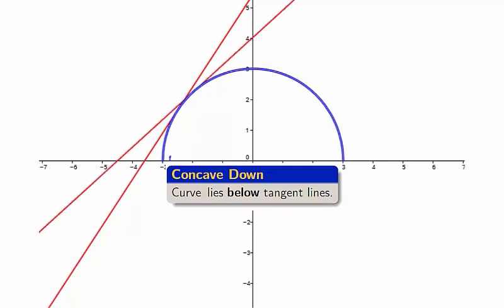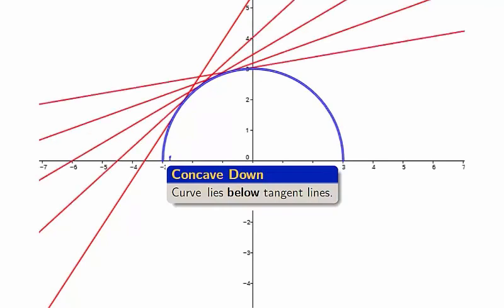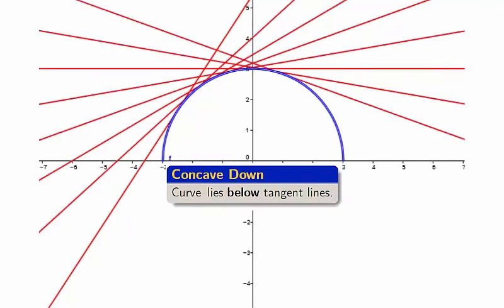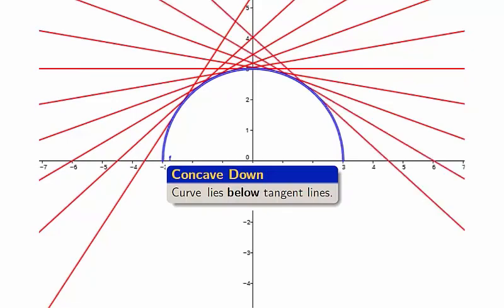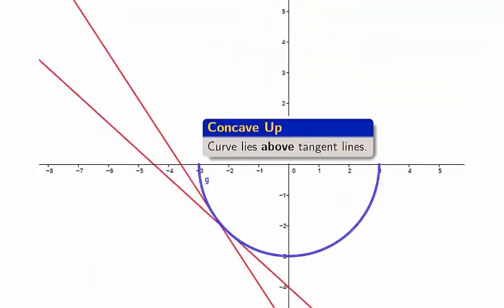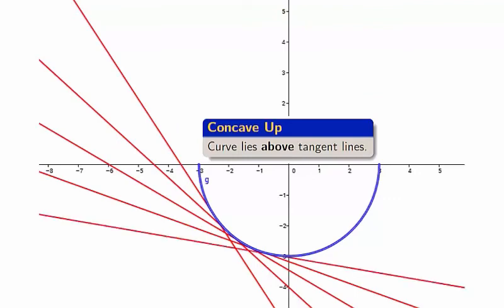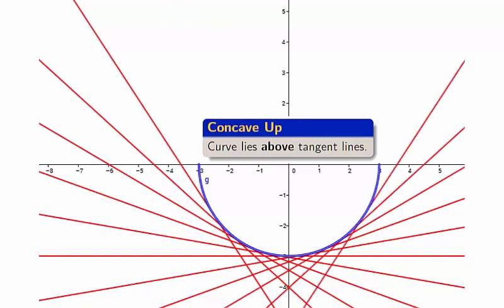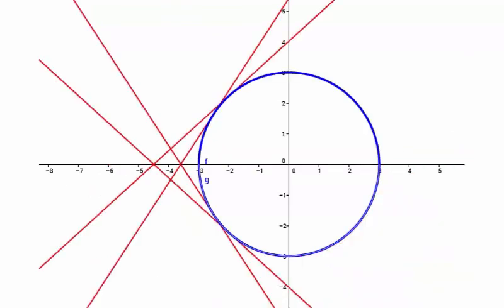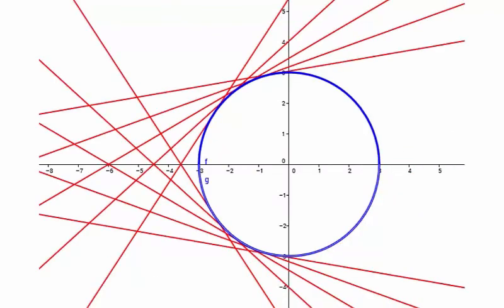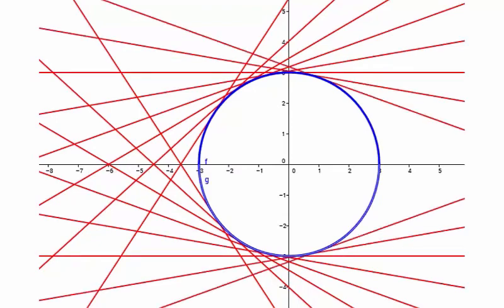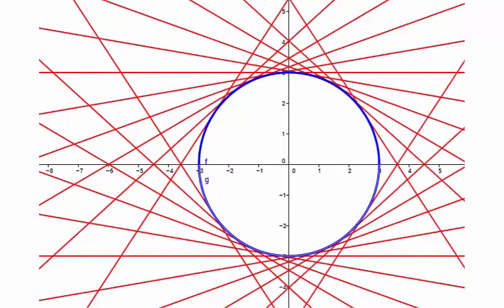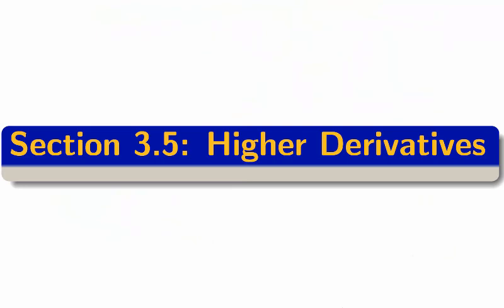A curve is concave down if the curve lies below the tangent line of its points. A curve is concave up if the curve lies above the tangent lines of its points. When thinking of concavity, keep in mind that the top half of a circle is concave down, while the bottom half of a circle is concave up. In class, we will expand the definition of concavity and how the shape of a function's graph is determined by the first and second derivative.